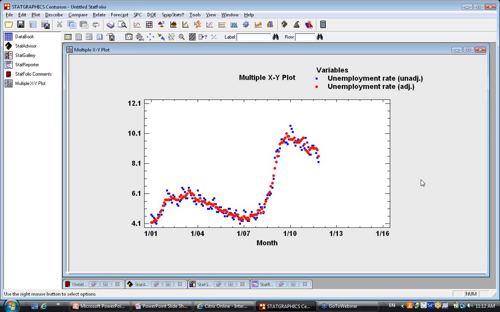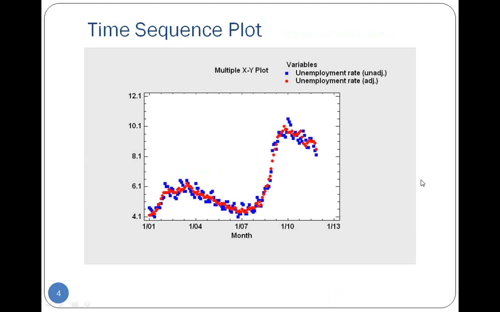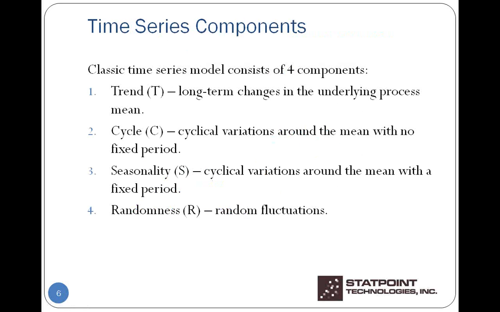Okay, now, before we do that, though, let's go back to PowerPoint, and let's talk a little bit about time series in general. The classic model for a time series considers it to consist of 4 different components: trend, cycle, seasonality, and randomness. By trend, we would mean the long-term changes in the underlying process mean.